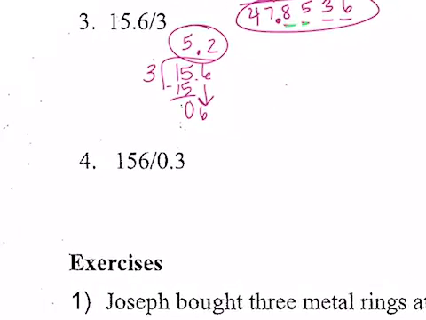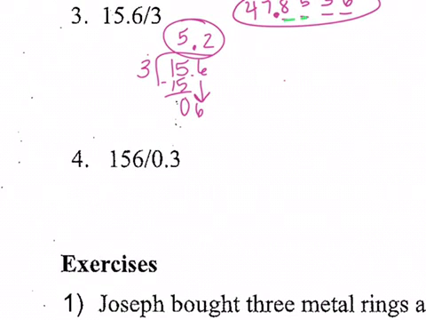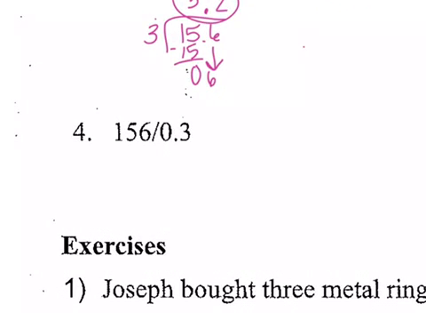Number 4, 156 divided by 0.3. Which one goes in the house? 156 is going to go in the house, and then 0.3 on the outside. So this is where we're going to use the outside, inside, up. So the outside decimal, I want to move that decimal until it's at the end of the number, so we have a whole number. So how many times is it going to take me to move it to make a whole number? Just the one time. So I'm going to move it once.